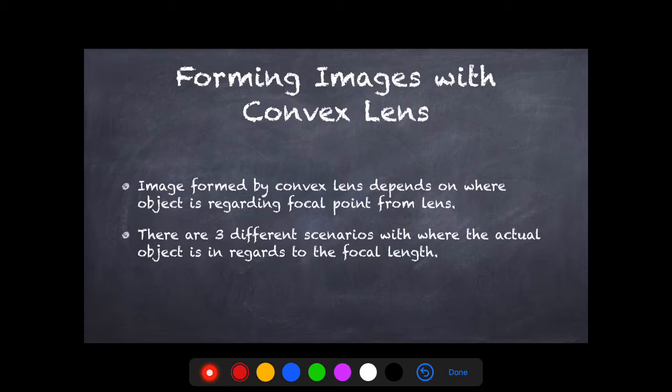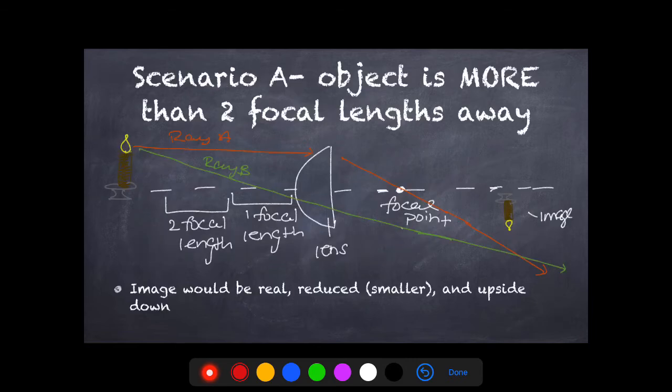So one scenario will have an object that's 2 focal lengths away from the lens. Another one will have 1 focal length away from the lens. And then you're going to see and compare how the image that is being formed through the lens depends on where the object is in the focal length. So let's get started. In scenario A, we are going to say that if an object is more than 2 focal lengths away, then this is going to be true, okay? So bear with me as I go through this.